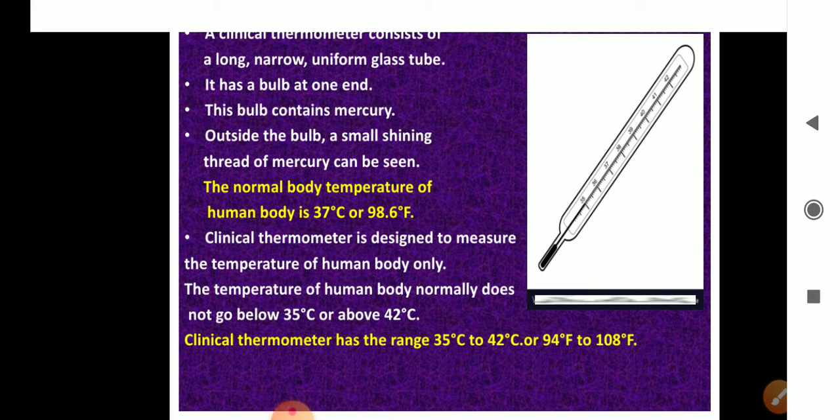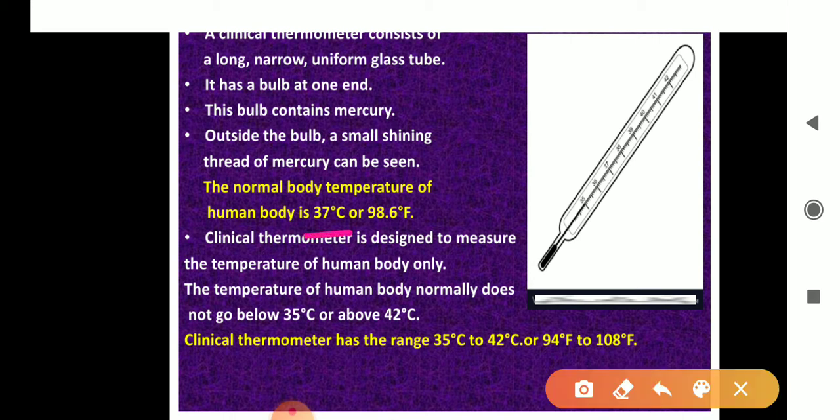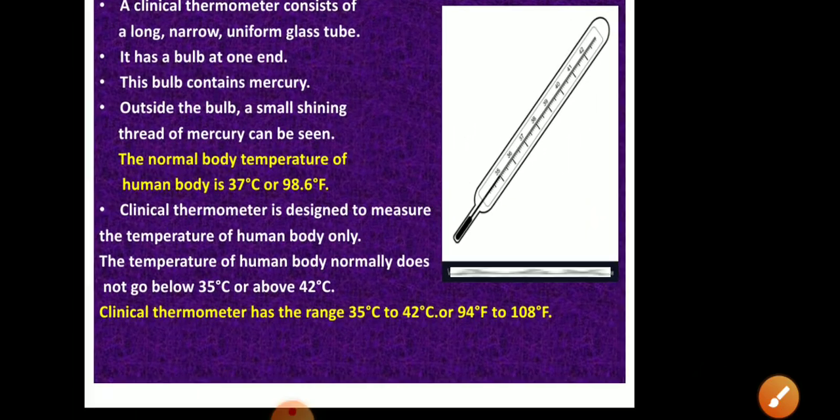Is it okay? What I told you, once again revise it. What is the normal temperature of the human body? It is 37 degree centigrade. And what is the range of the clinical thermometer? It is 35 degree centigrade to 42 degree centigrade, because human body temperature does not go below 35 degree and does not go above 42 degree centigrade. Okay, now see next.